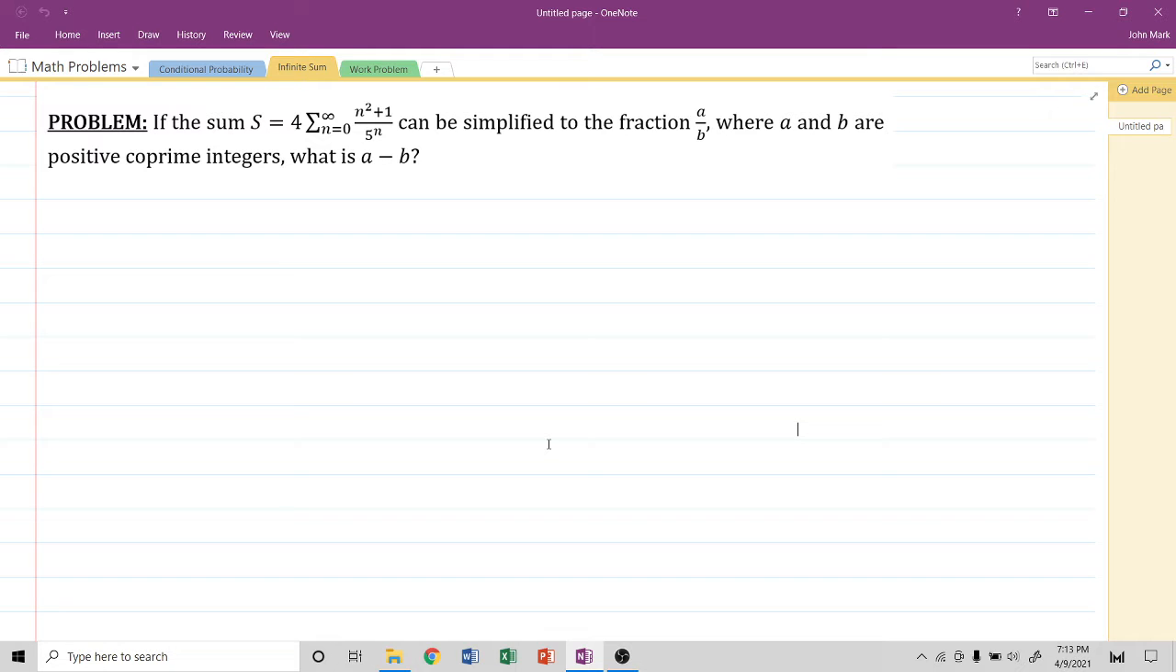So, for this problem, kakailangan nating balikan yung ating basic concepts on infinite geometric series. So, balikan natin yung ating basic algebra. If we have an infinite geometric series, meaning yung ating terms ay may common ratio. So, yung infinite geometric series natin, valid siya kapag yung ating common ratio x has an absolute value of less than 1. So, basically, mga fraction ito or decimal.